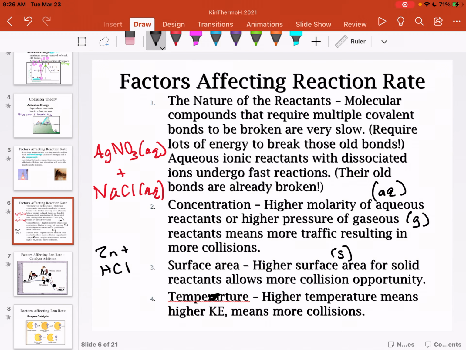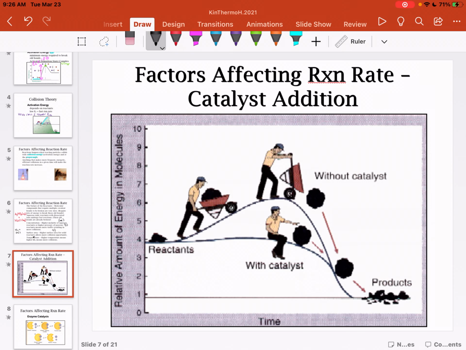Now, last but not least, what can we do just as a matter of not manipulating any of the reactants? What can we do to reduce that activation energy? So of course this time my boulder is in a wheelbarrow. The wheelbarrow is of no circumstance. It's the height of the hill that makes a difference. I can add a catalyst.